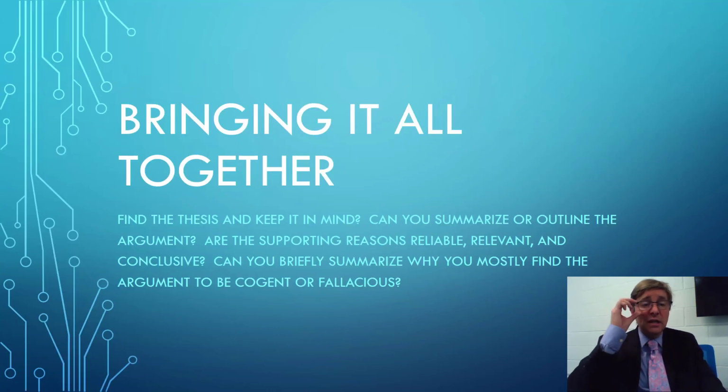Now, finally, bringing it all together. And this is just a reiteration of what you ought to be doing. Find the thesis, keep it in mind. Can you summarize or outline the argument? When you're evaluating the supporting reasons that the author is providing, are those reasons likely reliable, relevant, and are they conclusive? In other words, has the author put together enough information that makes the argument plausible? Also, as a critical reader, can you briefly summarize why you mostly find the argument to be cogent or why you're likely to reject it as mostly fallacious?